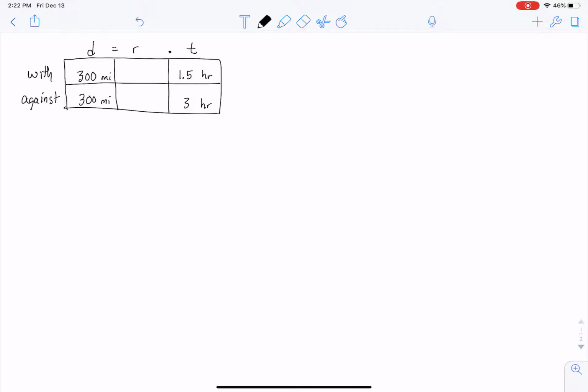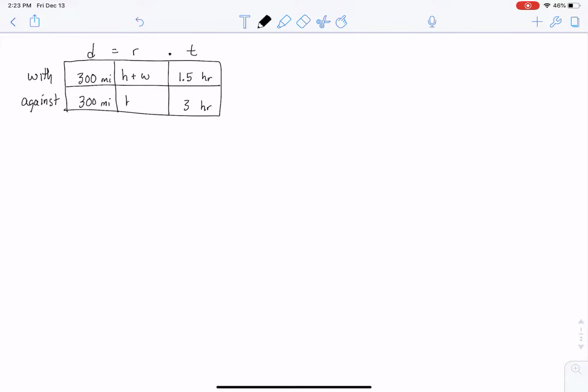And the middle column, the rate column, is the tricky column, because there's the speed of the helicopter in still air, and then there's the wind. So if h is the speed of the helicopter in still air, when you're flying with the wind, the wind speed is going to get added to you. And when you're flying against the wind, the wind speed is going to slow you down. You're going to subtract from it.